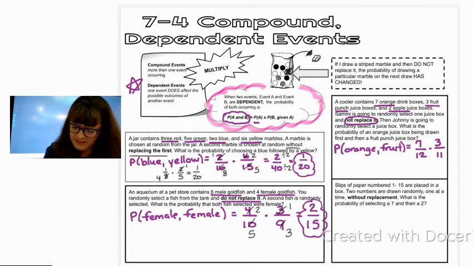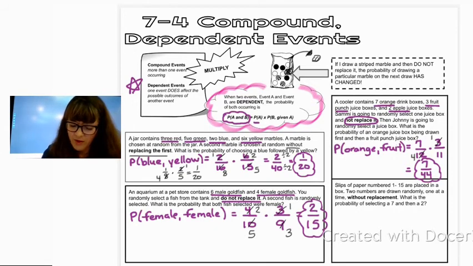Now remember, we can simplify diagonally here. 3 goes into itself once and 3 goes into 12 4 times. And now on the top, we have 7 times 1. And on the bottom, we have 4 times 11. So in this situation, the probability of selecting orange, not putting it back, and then getting fruit punch is 7 out of 44. Okay, last example.